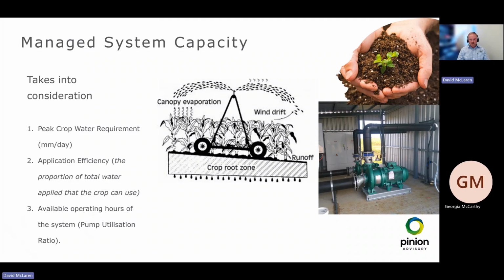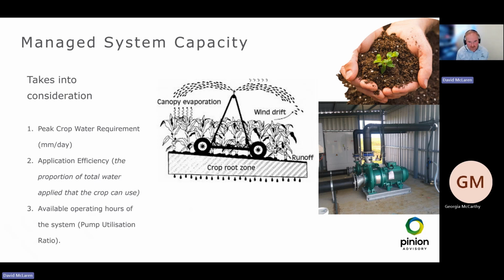So, manage system capacity. Already in the presentation today, we've talked about system capacity and what that is: the amount of water it can apply over the field area in 24 hours. Managed system capacity is slightly different. System capacity looks at that 24-hour period, whereas managed system capacity looks at the following components: peak crop water requirement in mils a day; the application efficiency, so the proportion of total water applied that the crop can use; and available operating hours of the system, which is called the pump utilisation ratio.